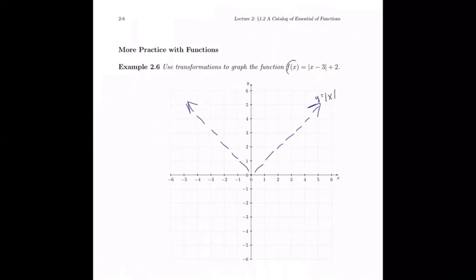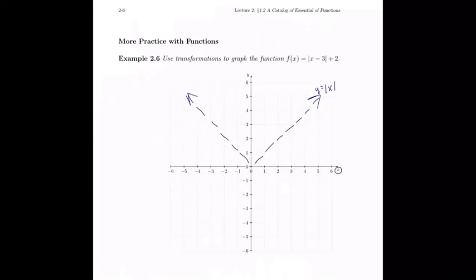Remember that y and f of x are somewhat interchangeable. We just think of the outputs as values along the y-axis and the inputs as values along the x-axis. So remember, absolute value of 1 is 1, and that's how we get a point right there. So that's more or less what's happening. The absolute value of negative 2 is positive 2, and that's how we get this point right here. So again, rehashing absolute value as a graph.